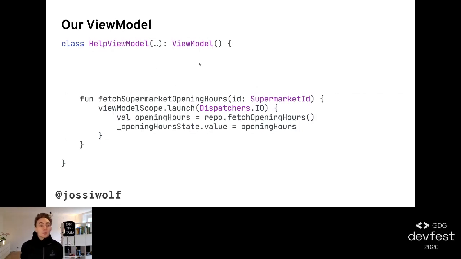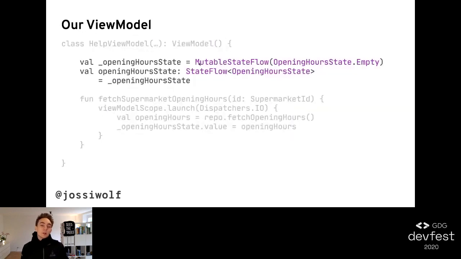Underscore opening hours state, I also made this mistake again, should be private because it's a MutableStateFlow. So there's StateFlow, which is immutable, and then there's MutableStateFlow, whose value can change. You don't want to expose the mutable flow to outside subscribers.